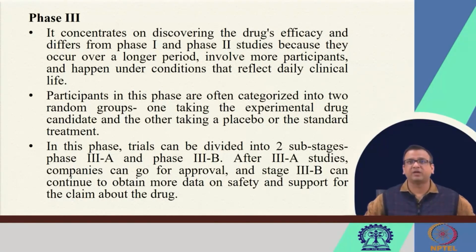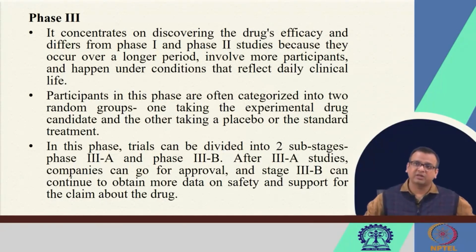It concentrates on discovering the drug's efficacy and differs from phase 1 and phase 2 studies because they occur over a longer period, involve more participants and happen under conditions that reflect daily clinical life. Participants in this phase are often categorized into two random groups, one taking the experimental drug candidate and the other taking a placebo or the standard treatment. A placebo does not include the drug, possibly only simple water or even a sugar tablet, nothing else, or it can be the standard treatment which is going on in routine practice at that point of time.